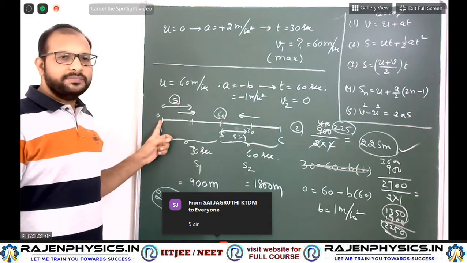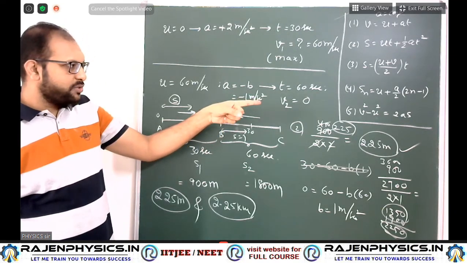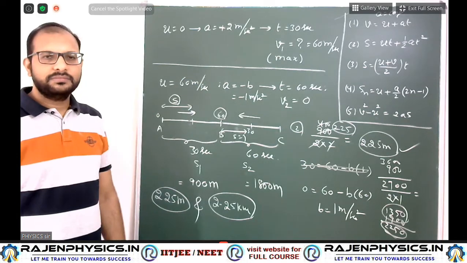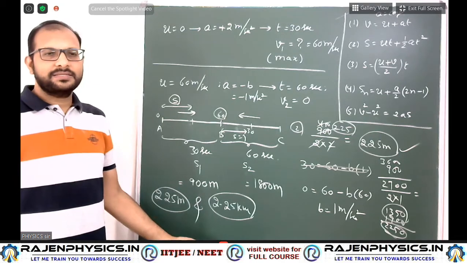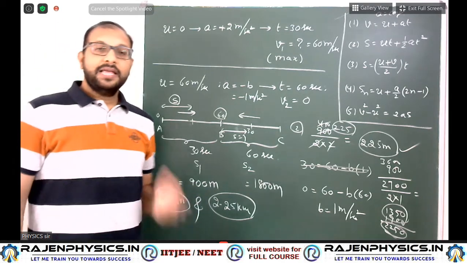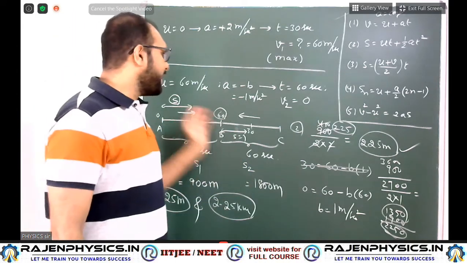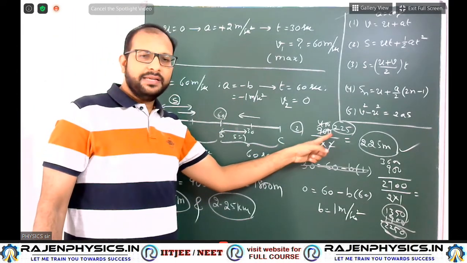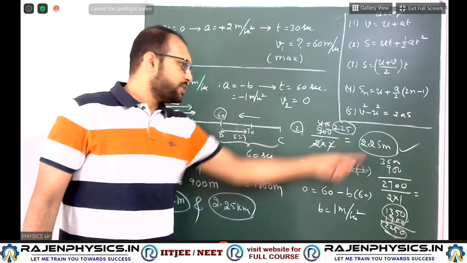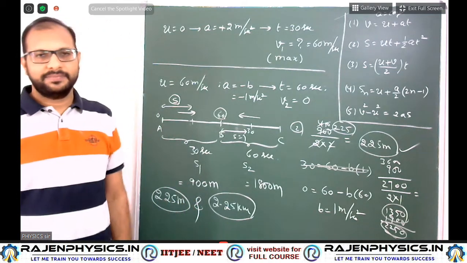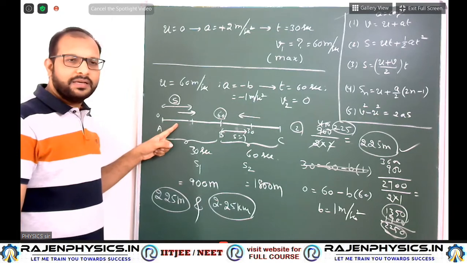Students, U is 0, V is 30. So 30 square minus 0 square equal to 2, A is 2. S is the target. Therefore S equals V square minus U square by 2A. I used 30 into 30, 900, divided by 2 into A value 2, substituted and simplified. So this is 225 meters. Means from here to here is 225 meters.